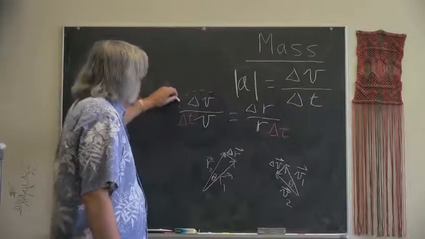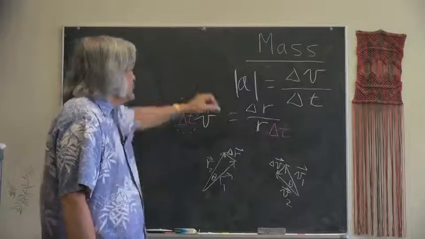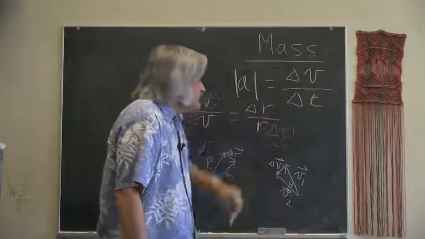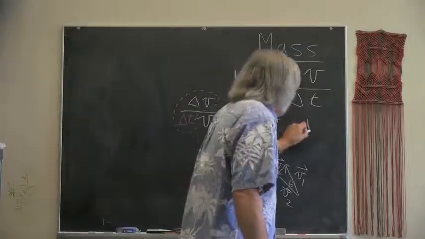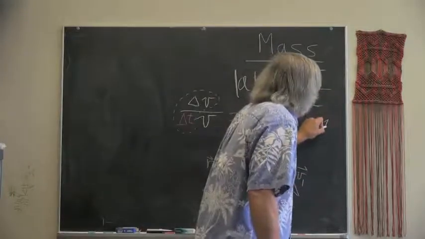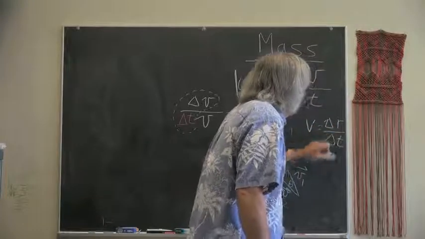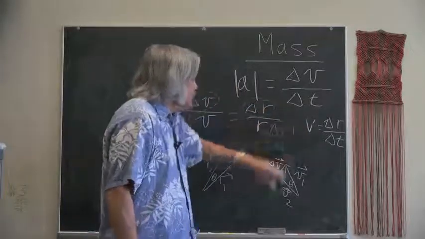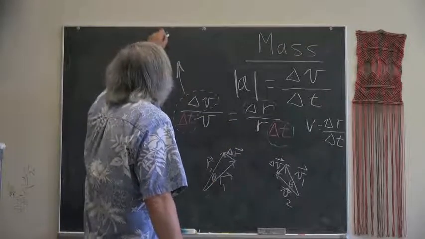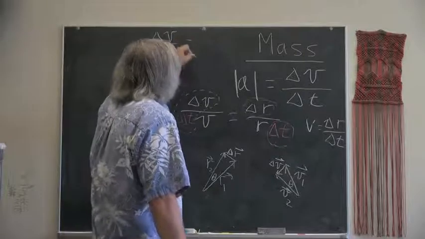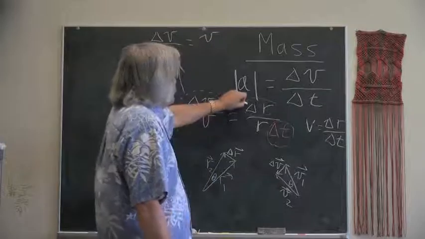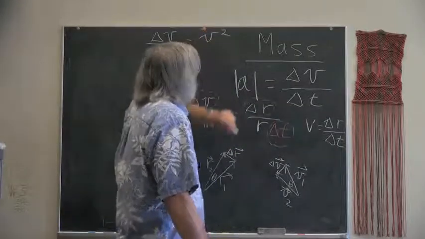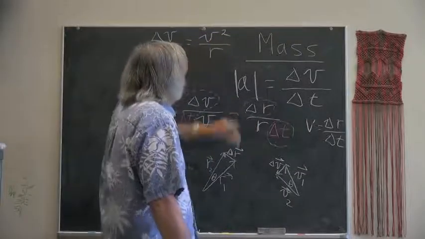But now look at this. Delta V over delta T is nothing more than our acceleration. And delta R divided by delta T is nothing more than the velocity, or the speed, at least the magnitude of the velocity. So now you can see that delta R divided by delta T, which is equal to V, implies that delta V divided by delta T equals V. We're going to bring this V over to this side of the equation, delta R divided by delta T is another factor of V, so we get V squared, and we're left with an R in the denominator.